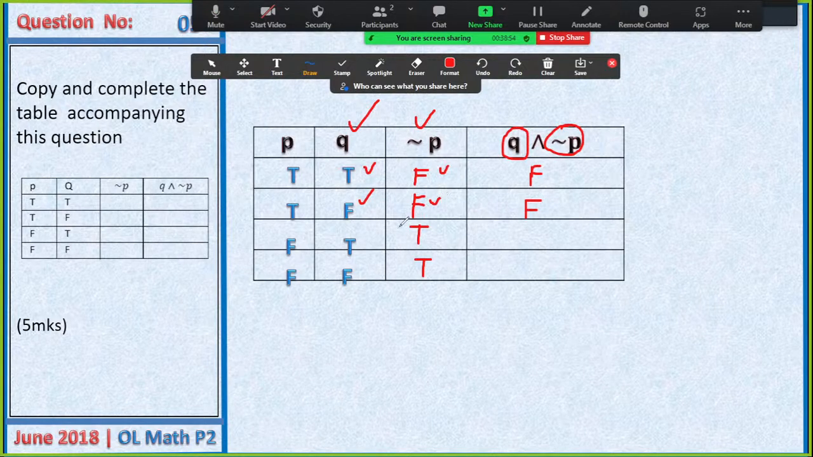Now this third one is true, because both are true. And the last one will be false. So this is a simple question like this, with let's say, for 5 marks.